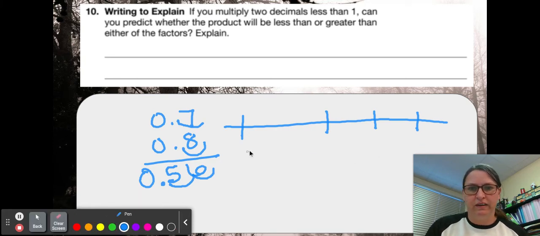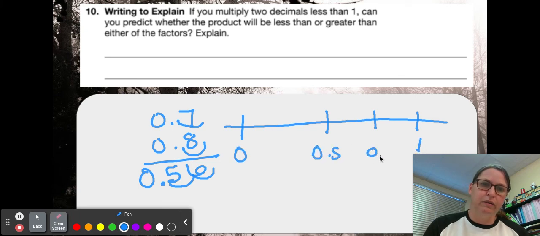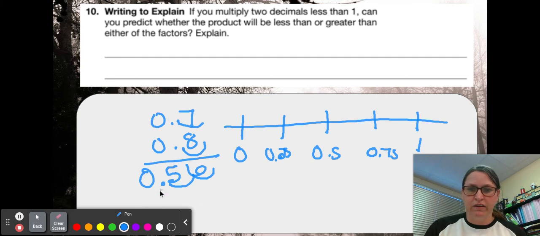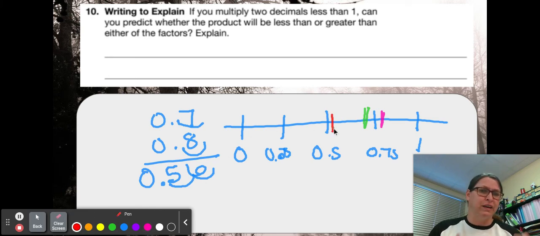Less than 1, so I've got 0, I've got 1, I've got 0.5, I've got 0.75, I've got 0.25. So if I'm looking at 0.7, 0.7 is about right here on my number line. 0.8 is about right here. And 0.56 is about right here. So is that less than or is that greater than? It is less than both of your factors.